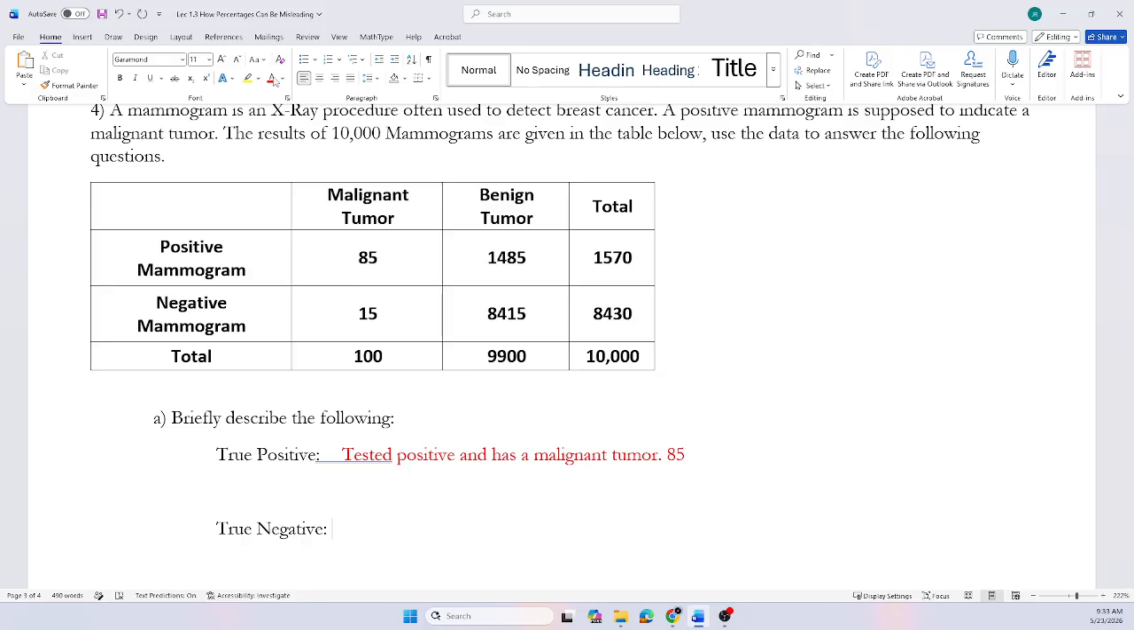So if we take a look at the next one, what's a true negative? That means the patient tested negative and has a benign tumor.